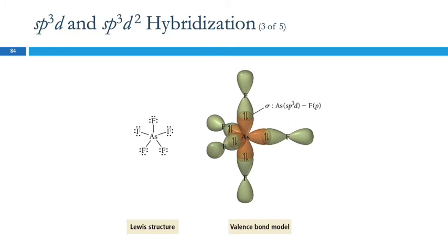So here's an example. Here's the Lewis structure for AsF5. The Lewis structure shows us 5 electron groups. To get 5 equivalent orbitals, we hybridize 5 atomic orbitals. That's the S, 3 P's, and a D. And so then we get these 5 equivalent things that make the trigonal bipyramid shape. Each of them is half-filled. Each of them can overlap with the half-filled orbital on fluorine.